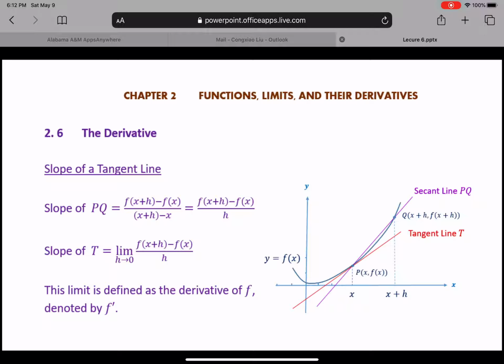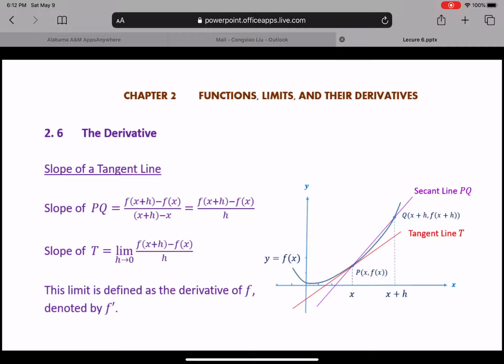Hello. Today we're going to do 2.6, the derivative. We're going to start from the problem of the slope of a tangent line. Showing the graph, you can see a curve f of x. Our task is to find the tangent line and the slope of the tangent line at one point P on the curve.